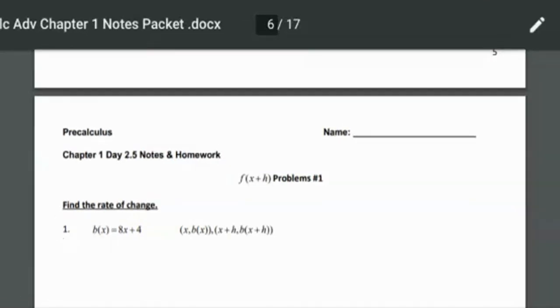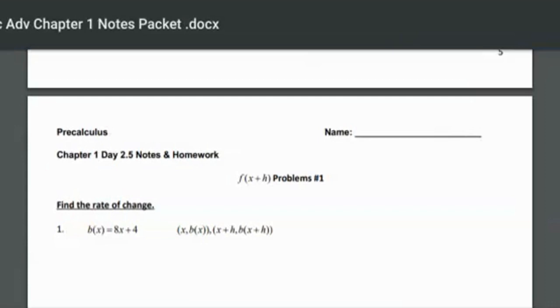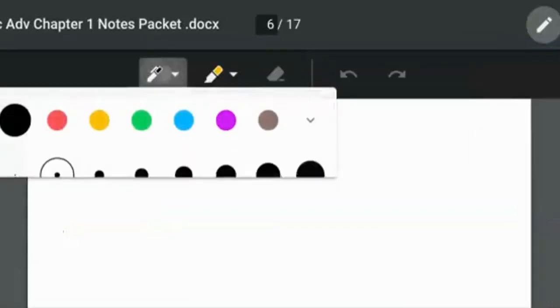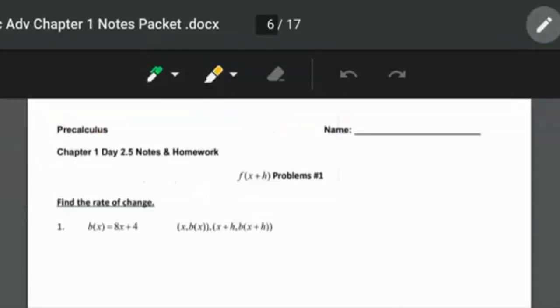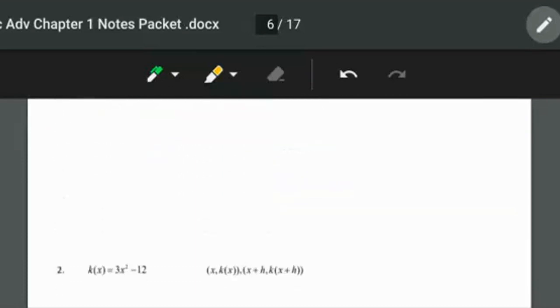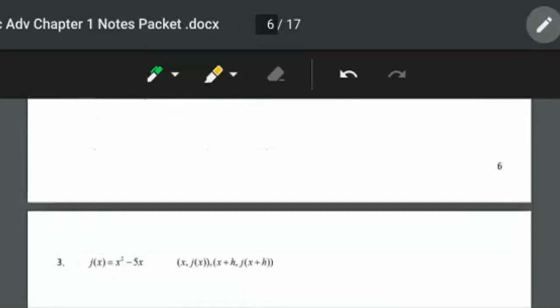When they say find the rate of change, they really mean find the average rate of change. Rate of change and average rate of change are the same thing. So you can put average rate of change there, which you guys know is really just slope. So that's all we're doing here, finding slope. So let's take a look at number 3.